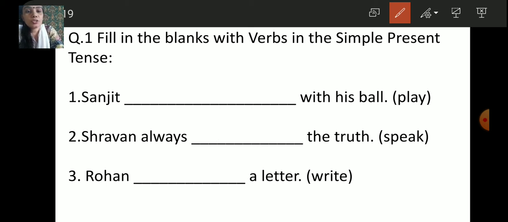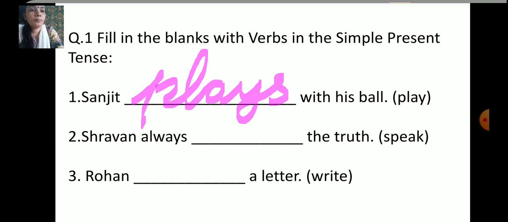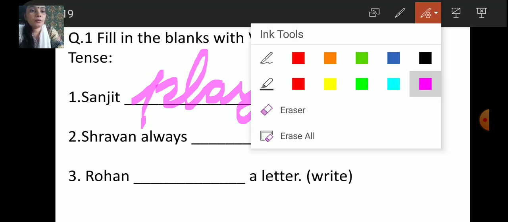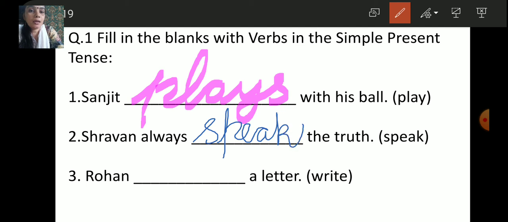So Sanjit. Oh, my handwriting is so big. Okay, Shravan. I'll take a blue color. Shravan always speaks, S-P-E-A-K-S. Speaks. Rohan writes.